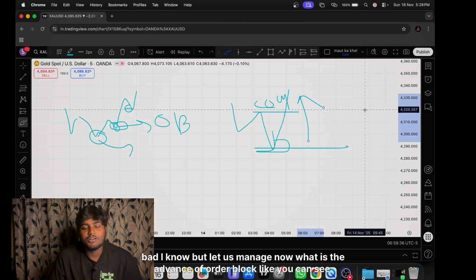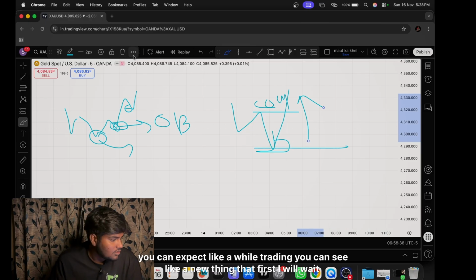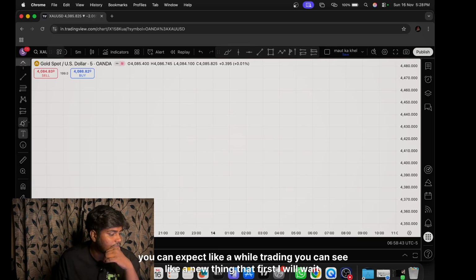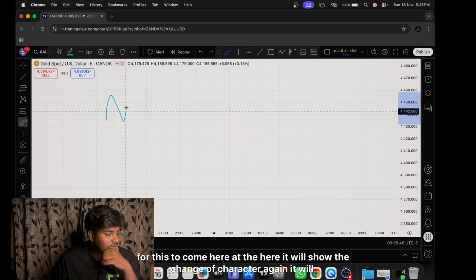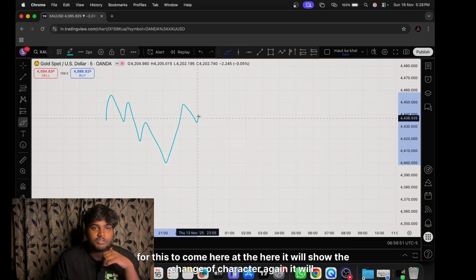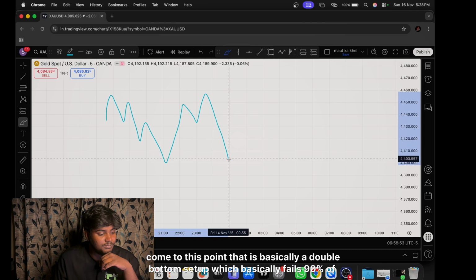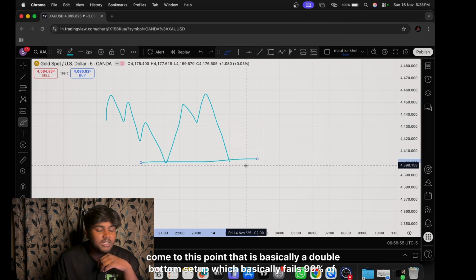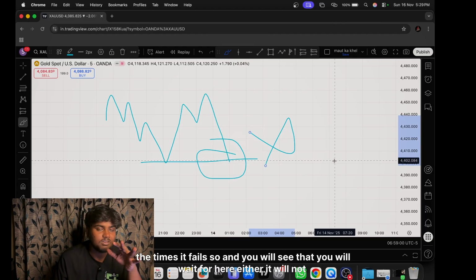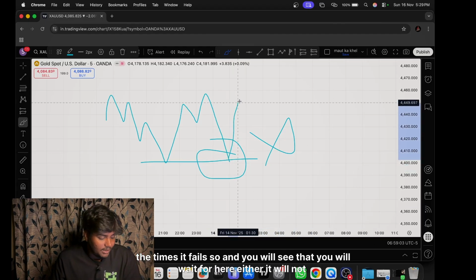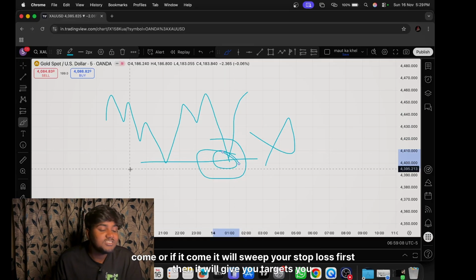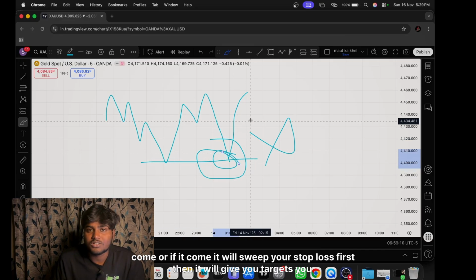Now, what is the advance of order block? While trading, you can think that first I will wait for price to come here. Here it will show the change of character. Again it will come to this point. That is basically a double bottom setup, which fails 90% of the times. You will wait here, either it will not come, or if it comes it will sweep your stop loss first, then it will give you targets.